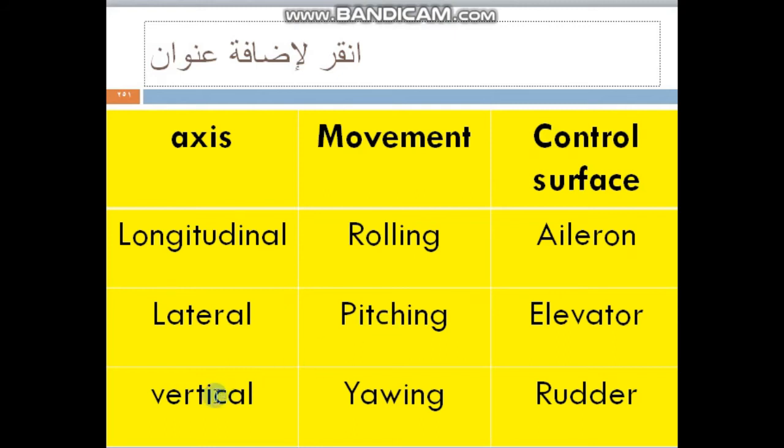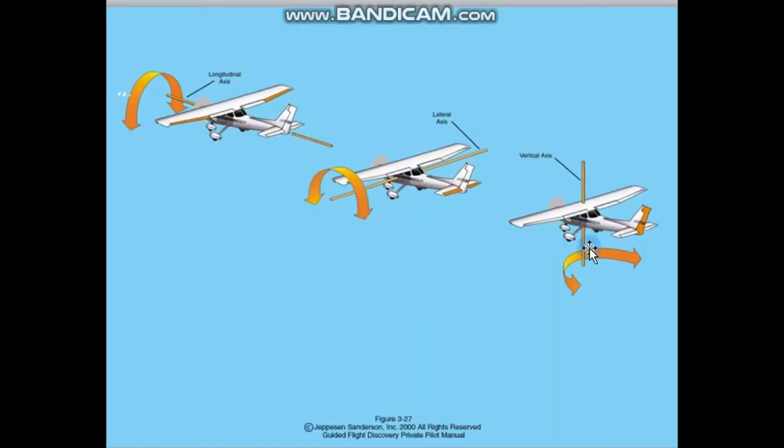The last axis we have is the vertical axis. The movement around the vertical axis is called yawing. This is the yawing of the aircraft, and it is around the vertical axis. Which control surface will make this movement? Of course the rudder, and the rudder is located on the vertical stabilizer.